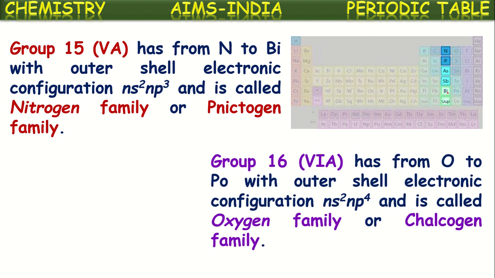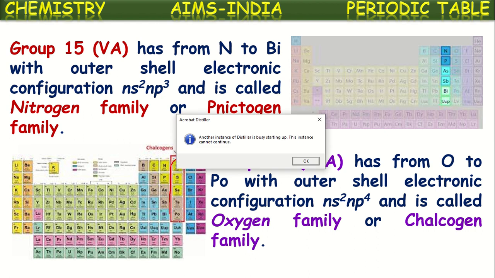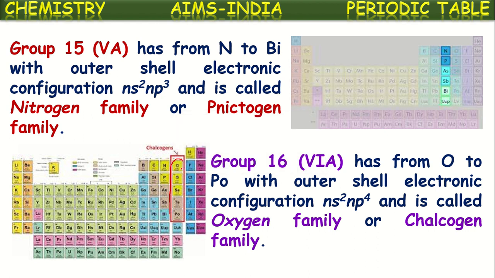Next group, that is the 16th group or 6th A group. What are those elements? Here you can see oxygen, sulfur, selenium, tellurium and polonium. These elements are called 6th A group elements or 16th group elements. They have the general electronic configuration ns2 np4. These elements are called the oxygen family because the starting element of this group is oxygen. And these are also called chalcogens.